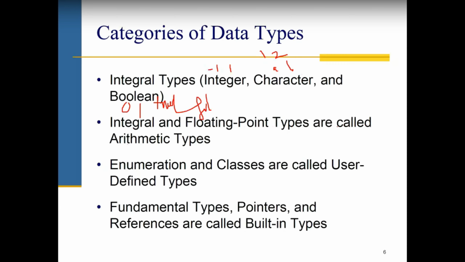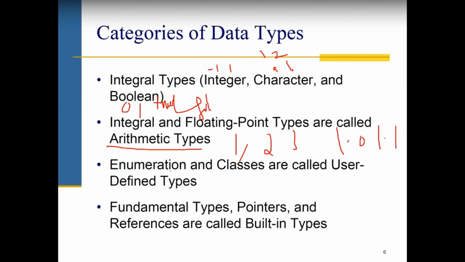Integral and floating point types are called arithmetic types. As I said, 1, 2, 3, and then we have 1.0, 1.1. These are arithmetic data types because they deal with numbers.